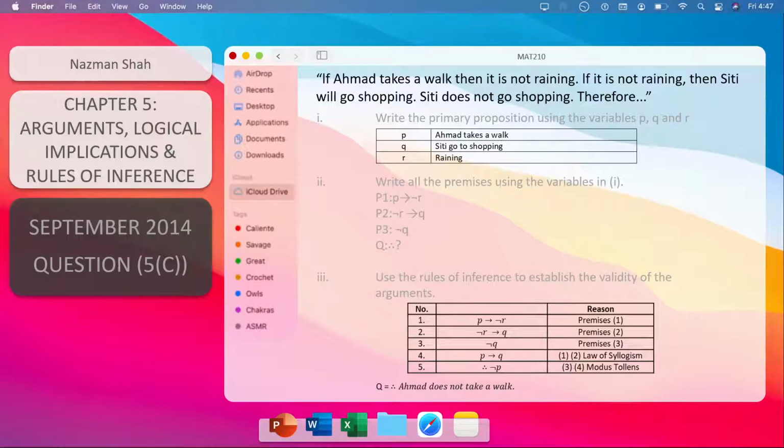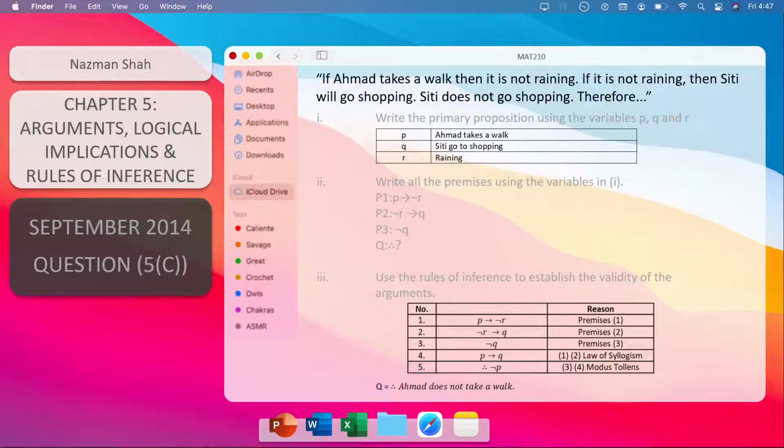For number 2, write all the premises using the variables. For premise 1, P implies not R. For premise 2, not R implies Q. For premise 3, not Q. And for the conclusion, there is no conclusion yet to be found. For question number 3, use the rule of inference to establish the validity of the argument.